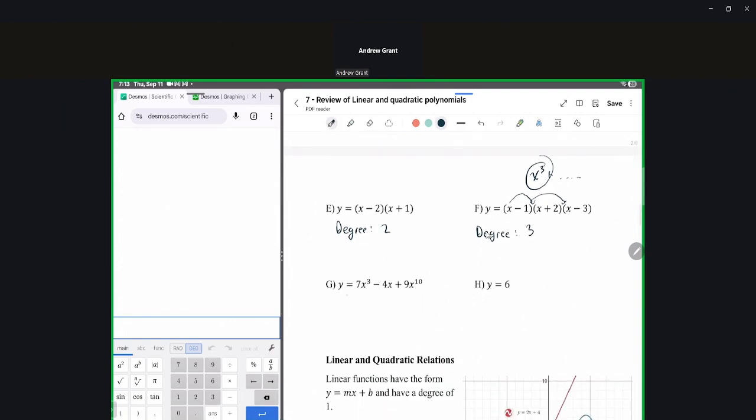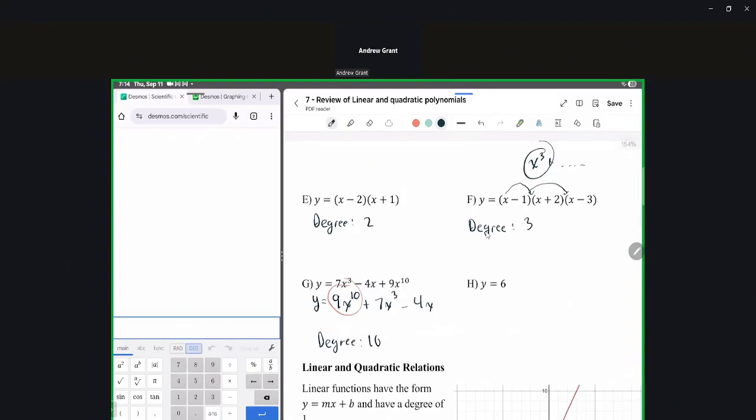Letter G, we have y is equal to 7x to the power of 3 minus 4x plus 9x to the power of 10. So here, the order happens to be out of order. Typically, you want to write this with the greatest degree going first. So we write this as y is equal to 9x to the power of 10 plus 7x to the power of 3 minus 4x. So we start with the biggest power of x, which is x to the power of 10, and just work our way down. It's polite to write it this way so we don't somehow confuse ourselves. But in this case, you can see that the greatest term is a degree 10, which is this 9x to the power of 10. And so we would say that this degree is going to be a 10.